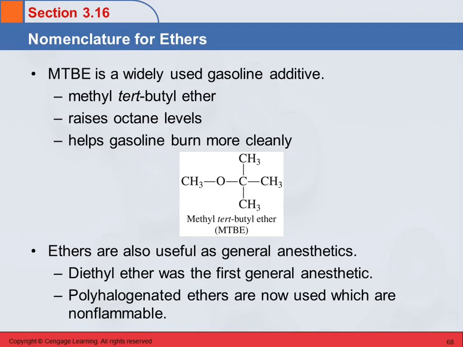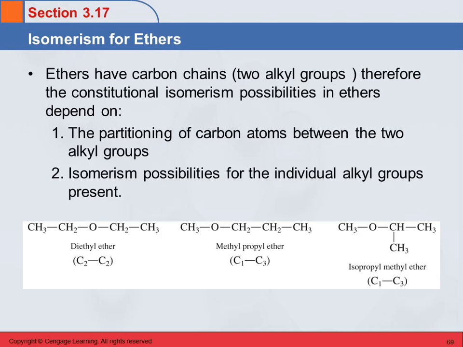The problem was it's also very, very flammable. And you don't really want explosions going on in your operating room. So they worked on it, and now what they use mostly are polyhalogenated ethers. By putting halogen atoms on the ethers, it reduces their flammability significantly. So ethers are used in the operating room. We'll stop there.